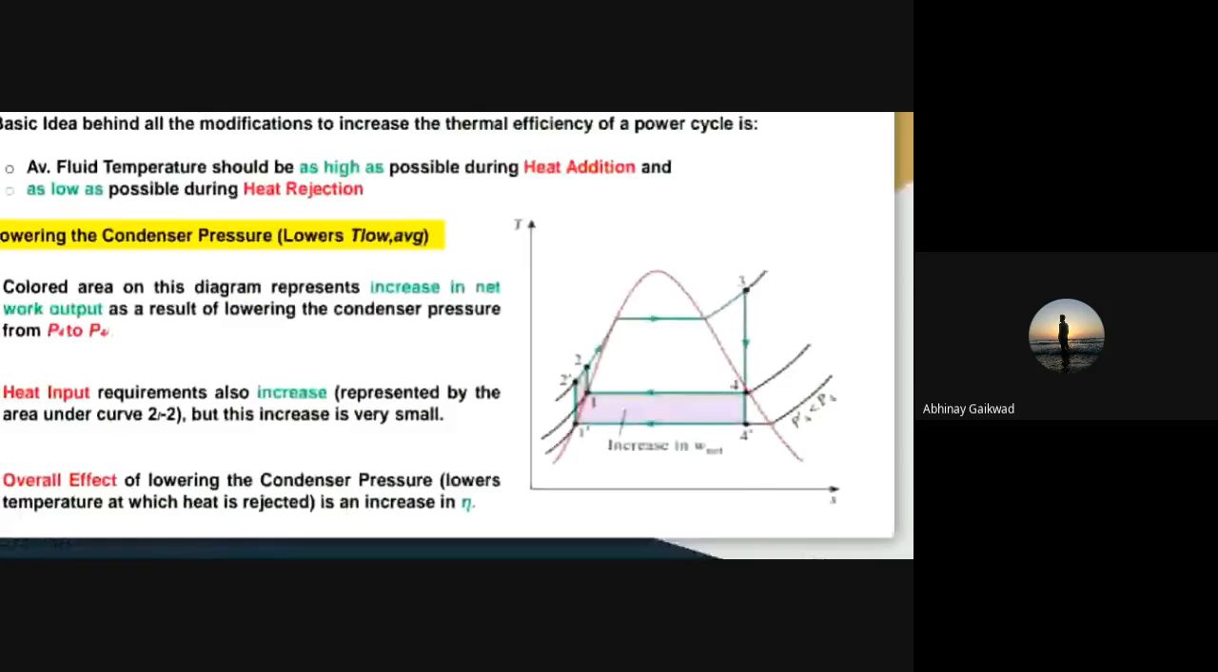Now, if we take advantage of this increased efficiency by lowering the pressure. Lowering the pressure means what? Condenser pressure. The condensers of steam power plants usually operate well below the atmospheric pressure. So this does not present a major problem since the vapor power cycle operates in a closed loop.